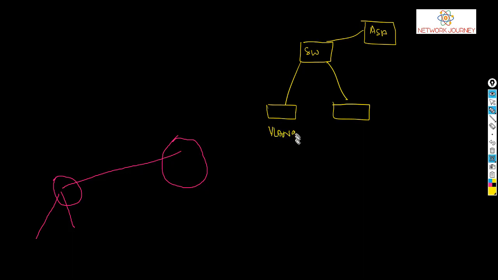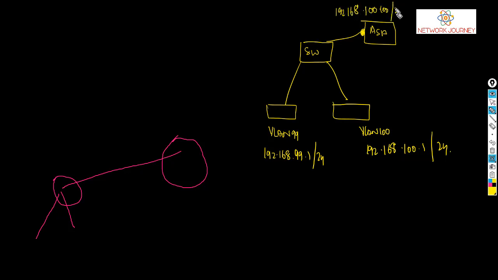So this is on VLAN 99. I have given an IP of this /24, and this is VLAN 100, 192.168.100.1/24. Okay, so where is the gateway? The gateway would be here for both of them. So let's say it's 192.168.100.100 and 192.168.99.100. Okay, so how can you have two gateways on a single interface? So you have to make use of a concept called sub-interface.